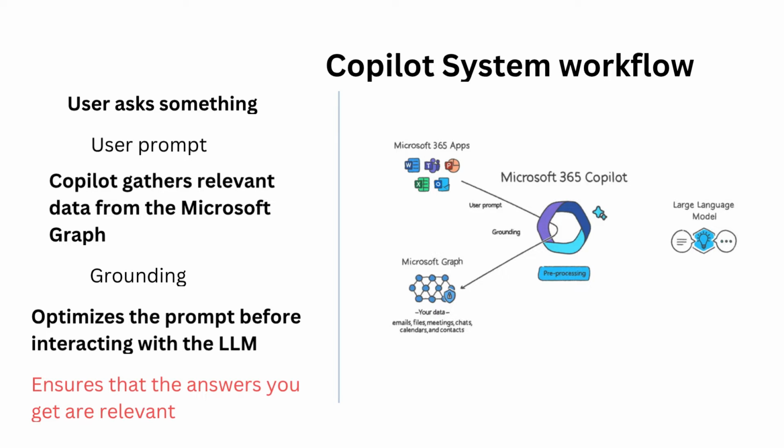What is it? Copilot works by taking what you ask, your prompt, finding the right data from your organization, called grounding, and generating an answer. It only shows you what you have access to, keeping your data private and secure.